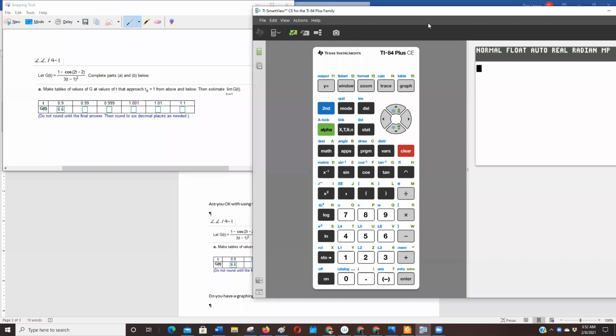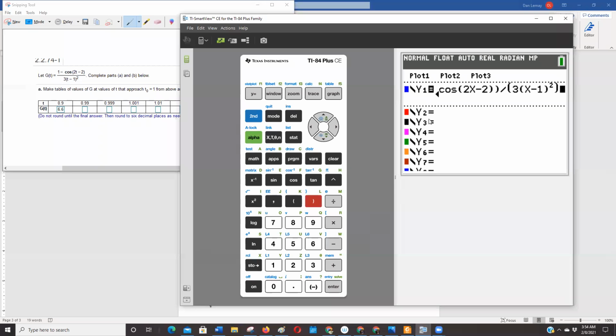If you have a graphing calculator, this isn't too bad to do. Here, let me move this out of the way. What you do is go to y equals and type in that function. I'll go ahead and pause this video while I'm doing that. Okay, so I went ahead and put that in.